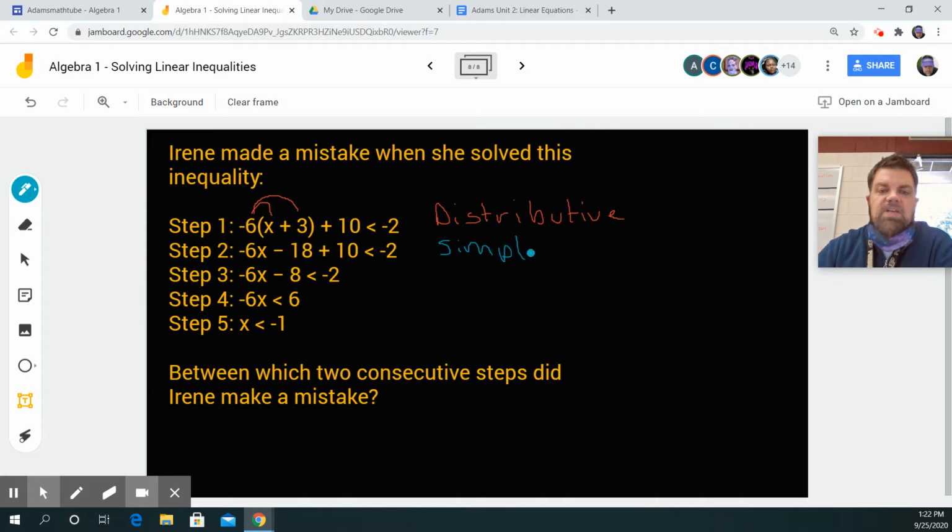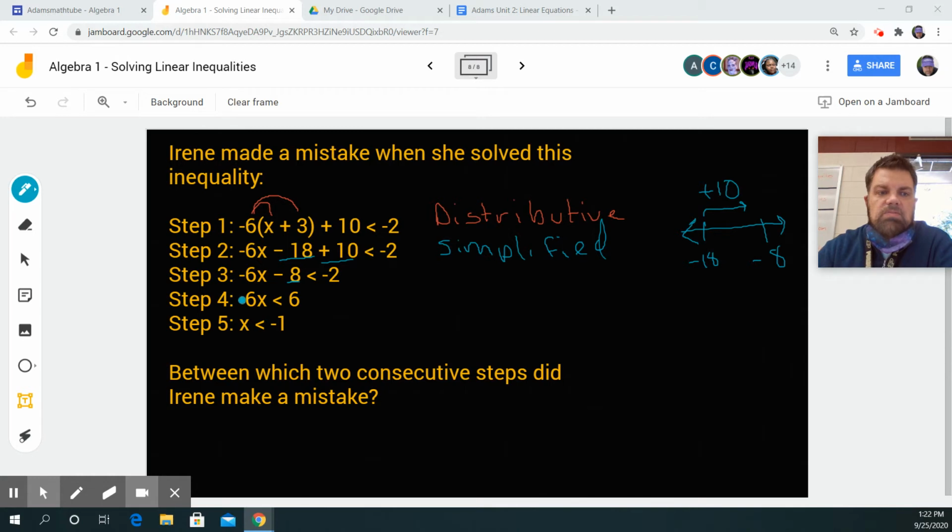So to get step 3, they simplified. In other words, they just combined like terms. They took this -18 and added 10 to it. So let's double check our math. If I'm on a number line and I start way over here at -18 and I go 10 units this way in the positive direction, I should end up at -8, and that's what they had. So there's no mistake yet, as far as I can tell. All right, let's keep going.